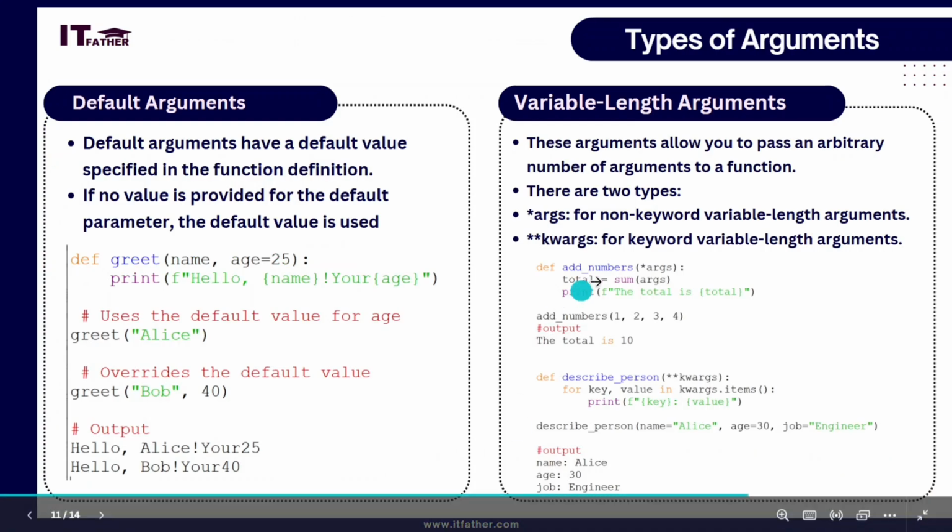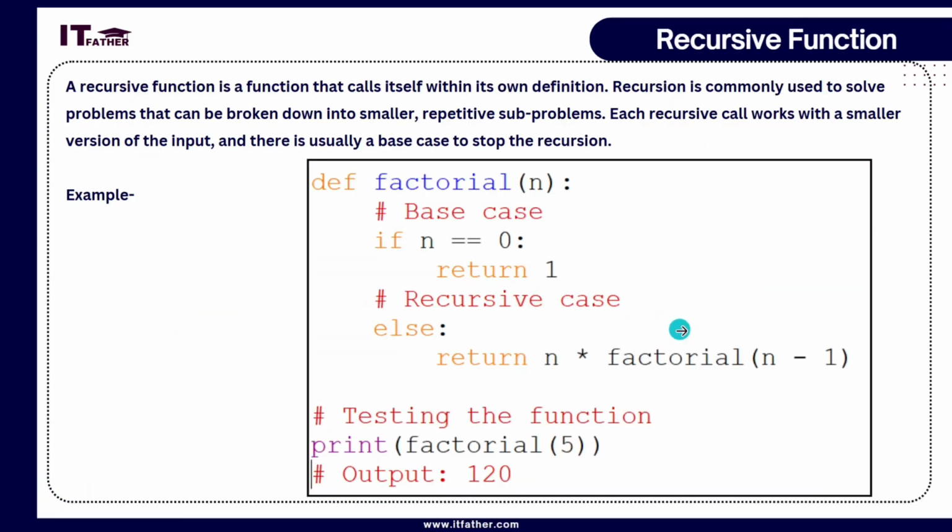So this was all about variable length argument and default argument. Now next we have a recursive function. A recursive function is a function that calls itself within its own definition, right? It is a function which is going to call its own body multiple times, meaning the calling part is also defined in the function definition. That is known as a recursive function.